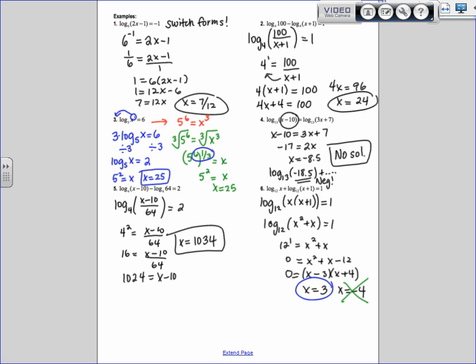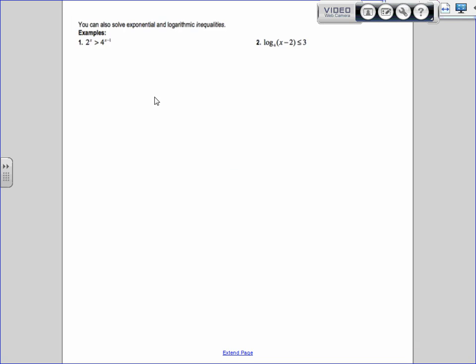All right. So the last little bit. Sometimes we have inequalities. When we have inequalities, we need to use critical values. So whenever you have a less than or a greater than or whatever, you're probably going to have a number line, and you're going to have to test in each location, right? So that's what we're going to do here. We use critical values.